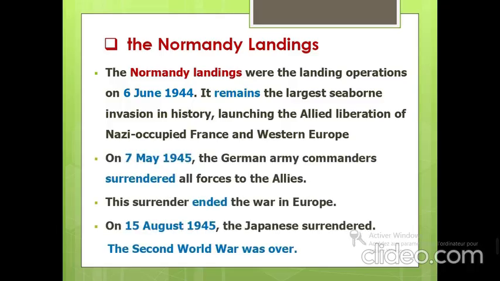On May 7, 1945, the German army commanders surrendered all forces to the Allies. This surrender ended the war in Europe. On August 15, 1945, the Japanese surrendered. The Second World War was over.